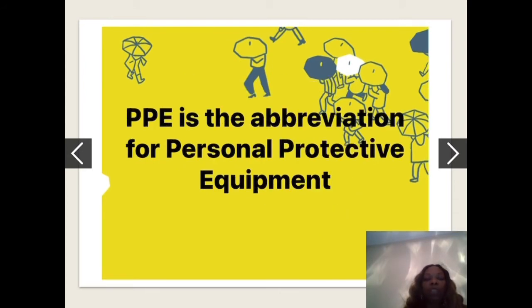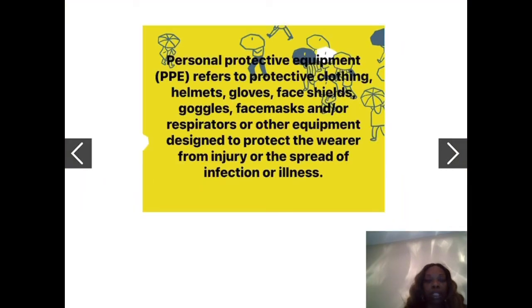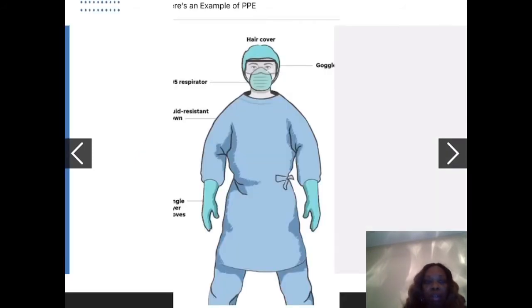PPE is the abbreviation for personal protective equipment. You need to know that. Personal protective equipment refers to protective clothing, helmets, gloves, face shields, goggles, face masks, and other respirators or other equipment designed to protect the wearer from injury or the spread of infection or illness. Here is a picture or an example of PPE. You see this person has on a hair cover or head cover. They are wearing goggles.